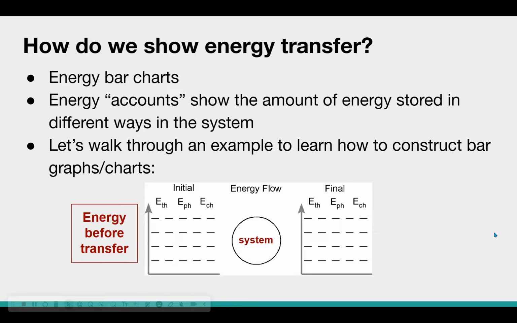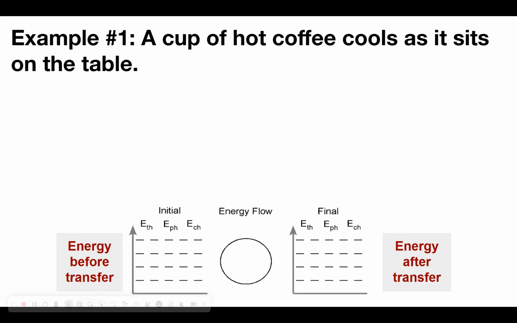And here we see the system in the center, and then on the left you see energy before the transfer, and on the right is the energy after the transfer. So on the left, the initial conditions, we would have a certain amount of energy in each of those accounts, and then the final side, we would have another amount of energy in each of those accounts.